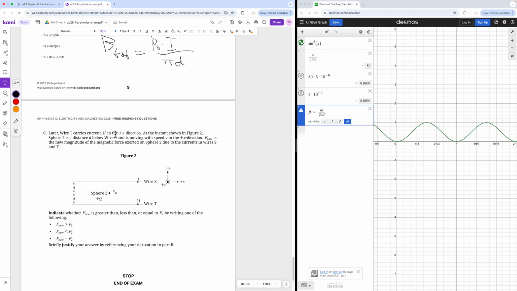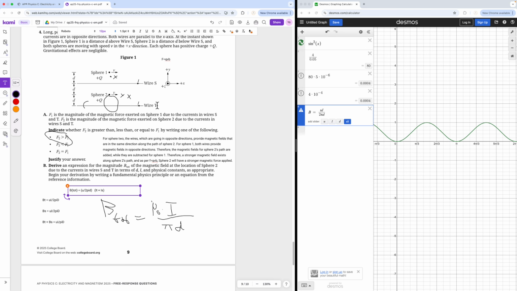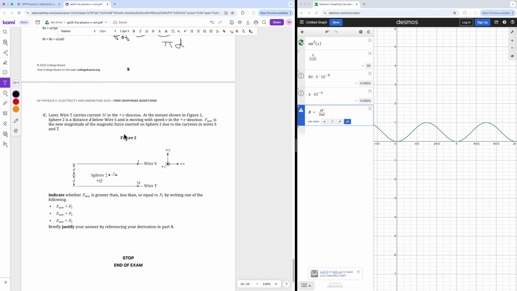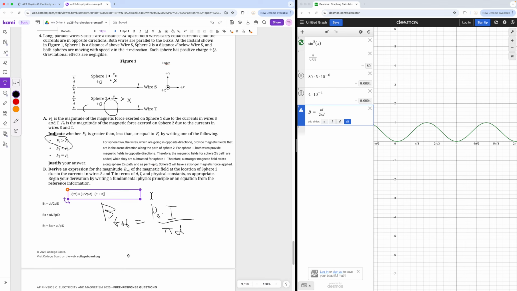Later, wire t carries current 3I in the plus x direction. So no longer are they opposing currents, they're in the same direction. 3I in the x direction. At the instant shown, sphere 2 is a distance d below wire s and is moving with speed v. F new is the new magnitude of the magnetic force experienced on sphere 2 due to the currents. Indicate whether this new magnetic force is greater than, less than, or equal to force 2 by writing one of the following. Well, force 2 represents what the force experienced here was.